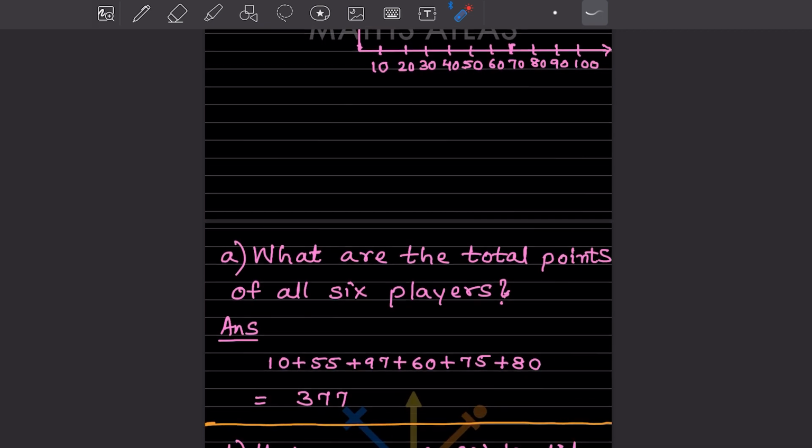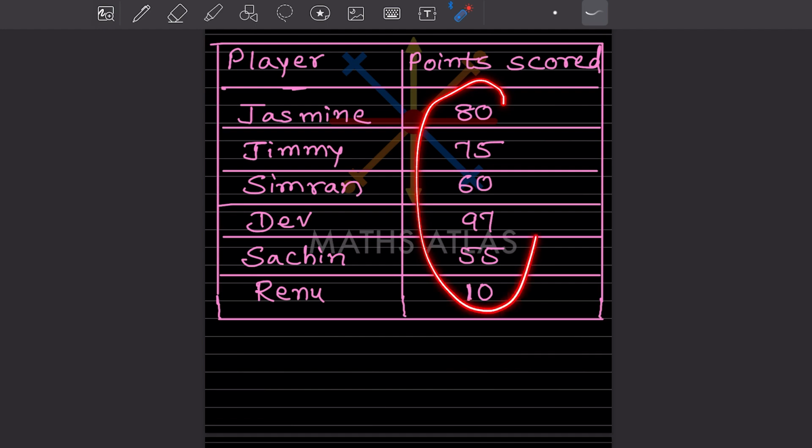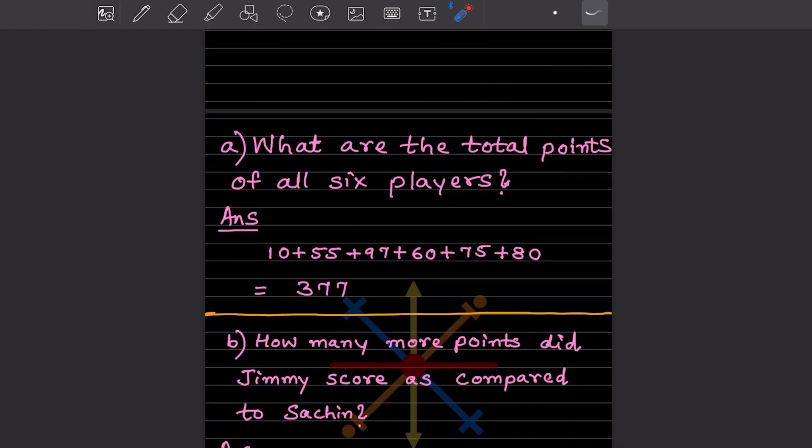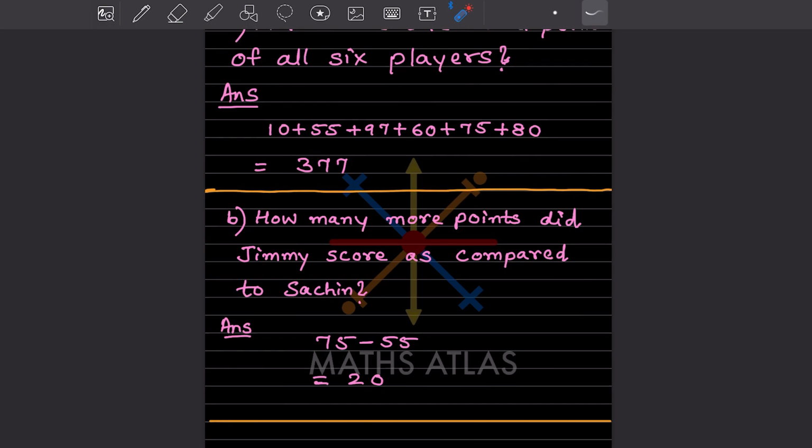And what are the total points of all 6 players? All 6 players means you are going to add all these things. Okay, so what do you get the answer as? 377. How many more points did Jimmy score as compared to Sachin?